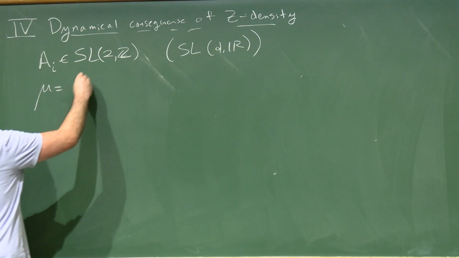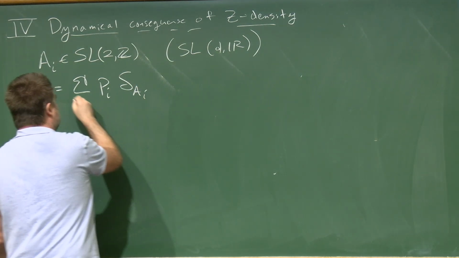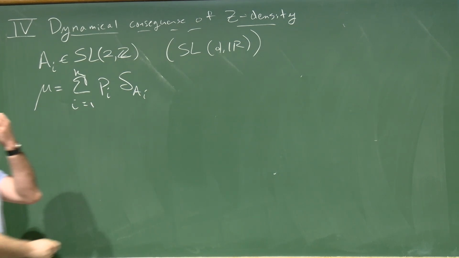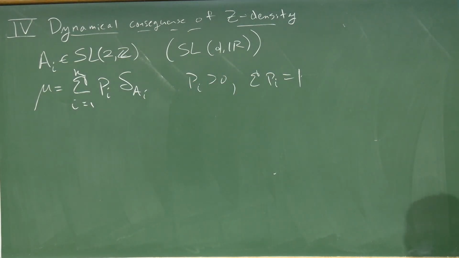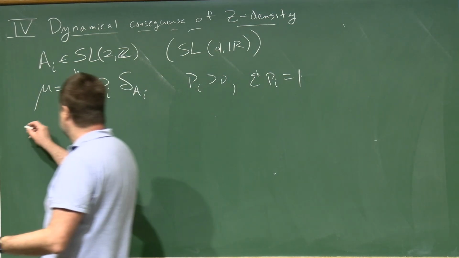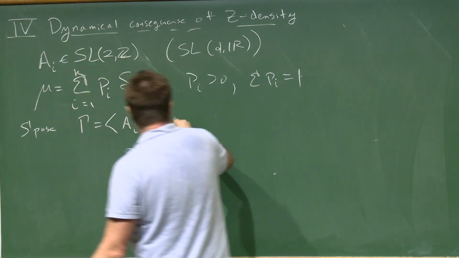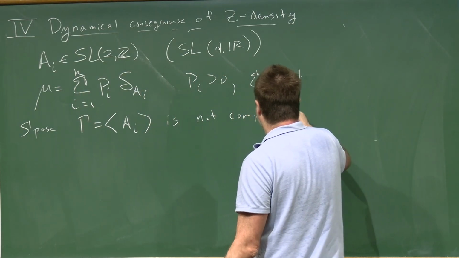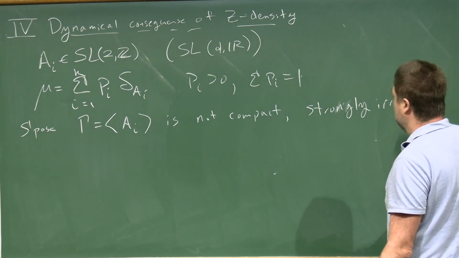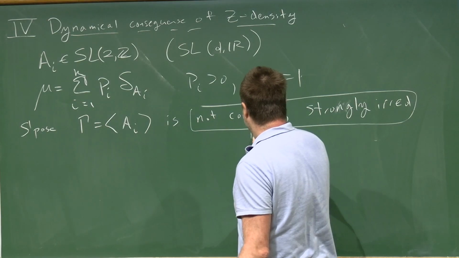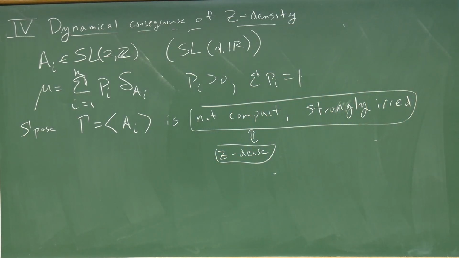And I'll take mu to be, maybe I'll let myself put a probability vector on the matrices, so there are k of them. If you want, just take p_i to be 1 over k. p_i is positive, and the sum of the p_i's is 1. And let's suppose that the group generated by the A_i's is not compact and is strongly irreducible. And in 2 dimensions, this is equivalent to it being Zariski dense, I think. But let's just keep this as our standing hypotheses.